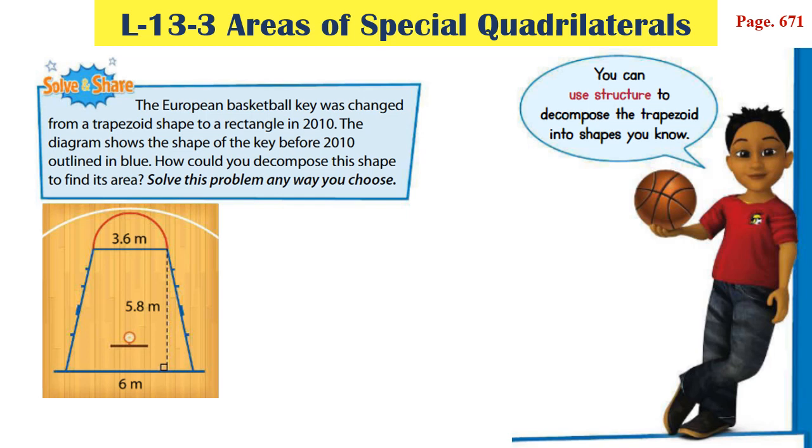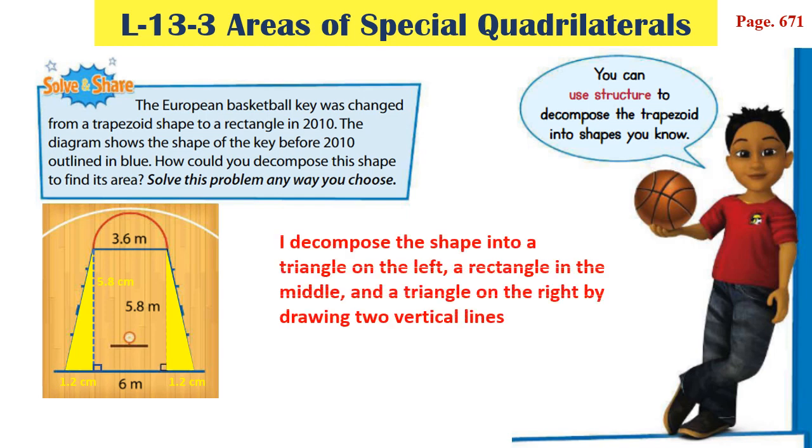You have an answer. Excellent. I decompose the shape into a triangle on the left, a rectangle in the middle, and a triangle on the right by drawing two vertical lines. Area of triangle 1 plus area of rectangle plus area of triangle 2 equals area of the trapezoid. The answer for Look Back is on page 671.